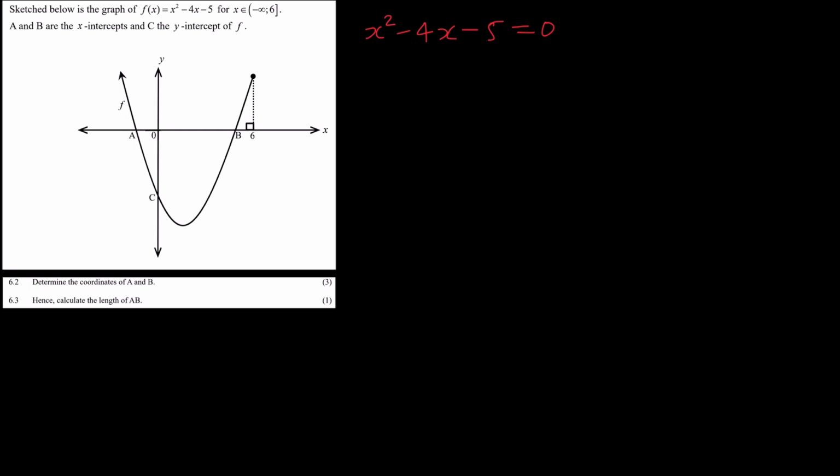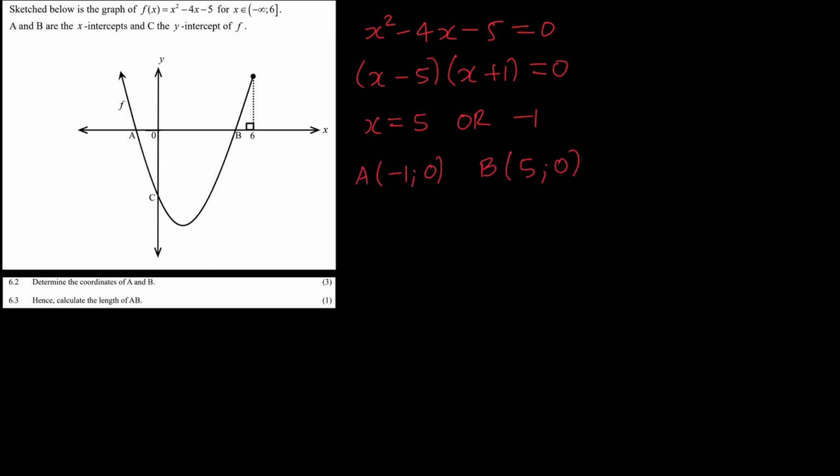The next question reads, determine the coordinates of A and B. Now A and B are the x-intercepts. So to solve for the x-intercept of a function, you equate it to 0. So x squared minus 4x minus 5 equals 0. We factorize, we get x minus 5, x plus 1 equals 0, x equals 5 or minus 1. Now we can solve for the coordinates. Since A is in the negative x region, A is going to be minus 1 and 0, B is going to be 5 and 0.